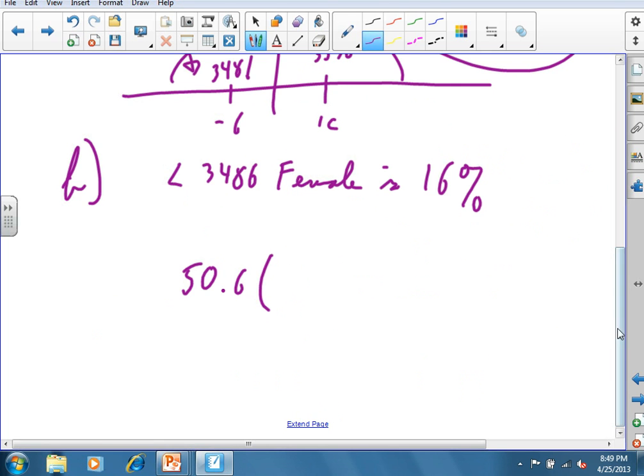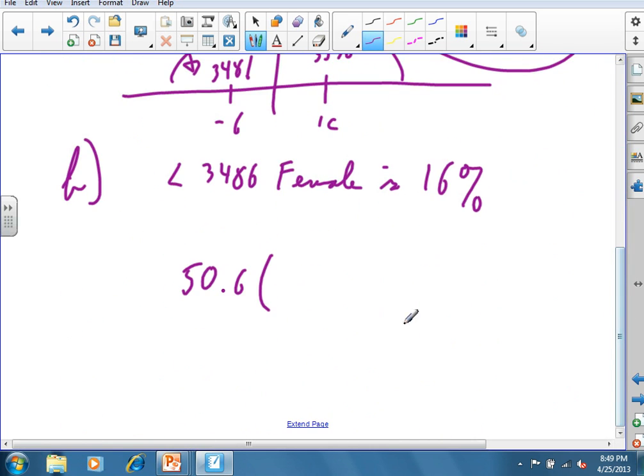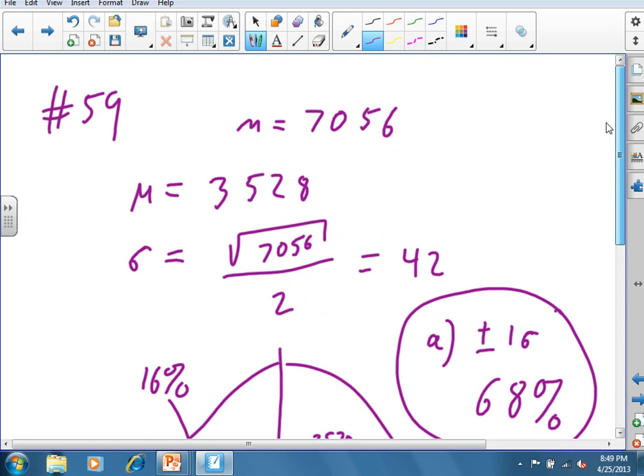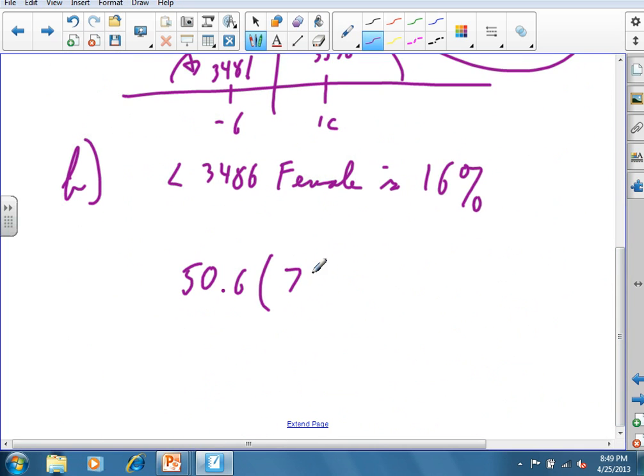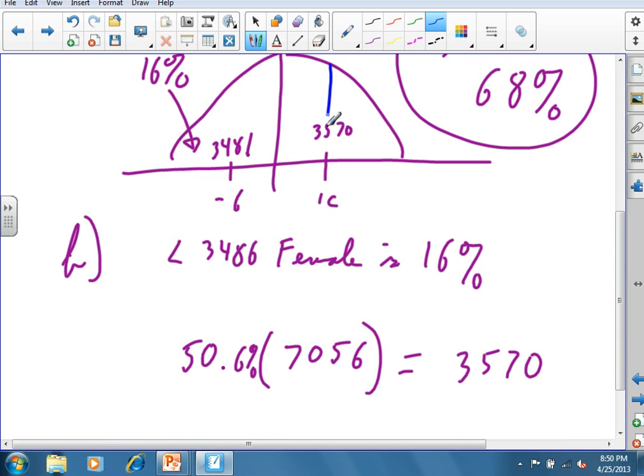50.6 of the mean. What's the mean? 3528. No. The total. 7056. So we want to know that number first. 7056 times .0, 3570. So now we know that we want that number going that way.